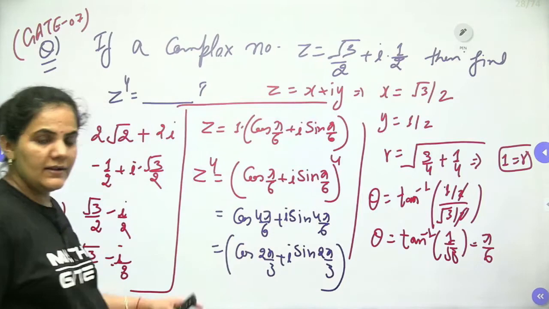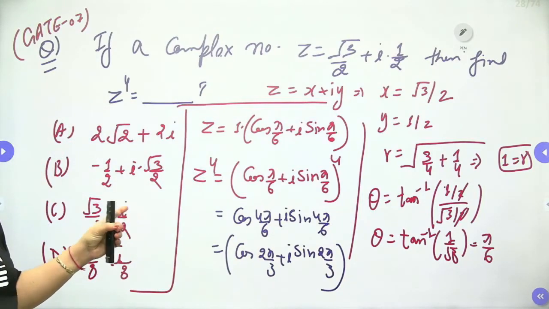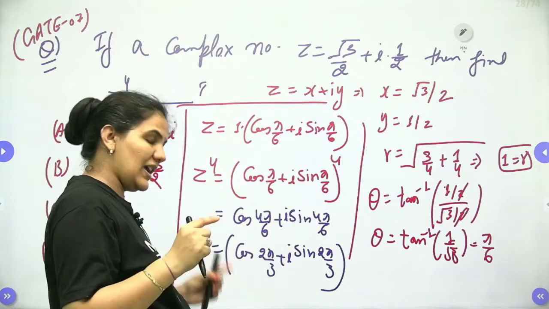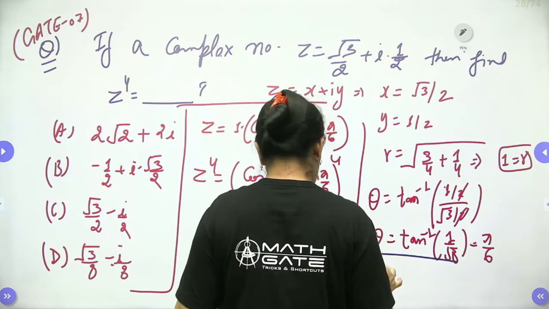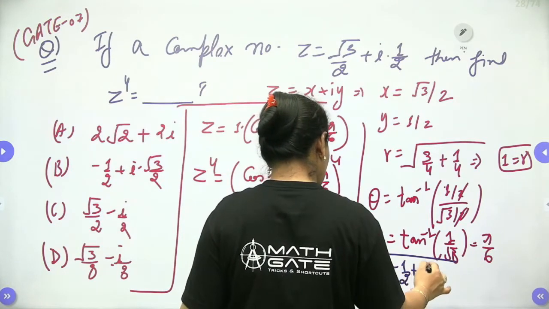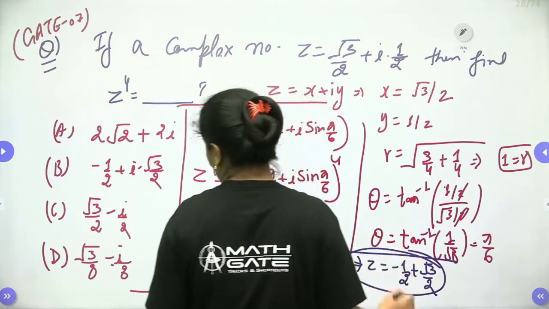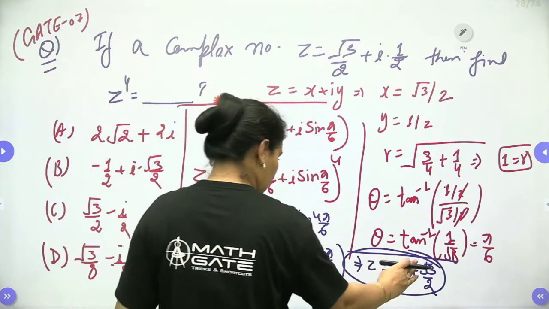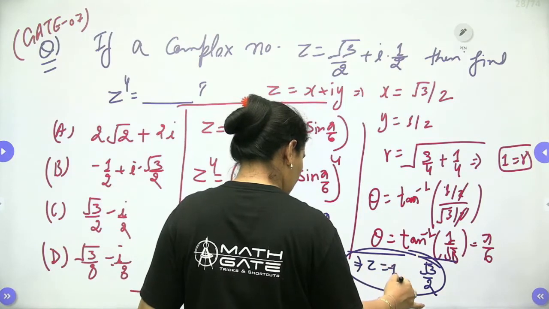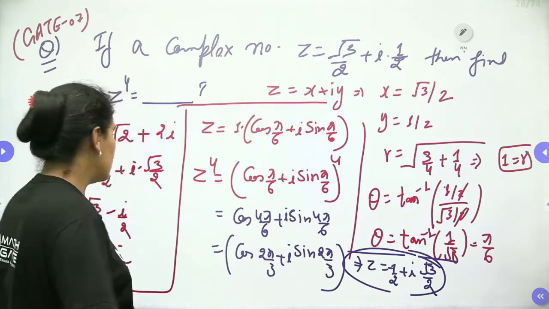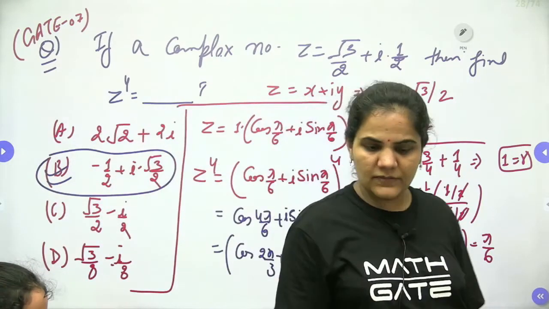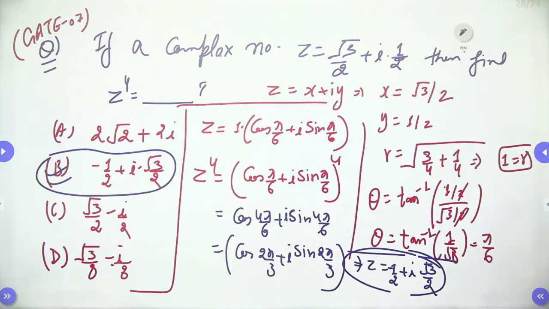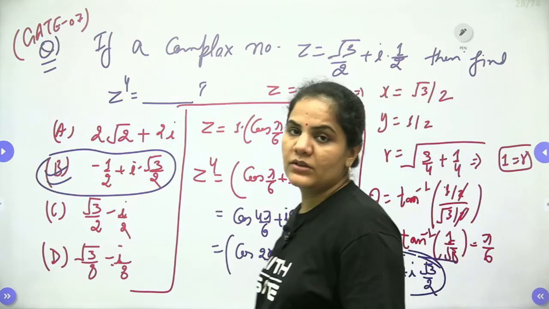When we approach from here, the value of cos of 2 pi by 3 is equal to minus 1 by 2. The value of sine of 2 pi by 3 will be root 3 by 2. So you can write down from here, z is equal to minus 1 by 2 plus iota root 3 by 2. Hence your answer will be this one only: minus 1 by 2 plus iota root 3 by 2.